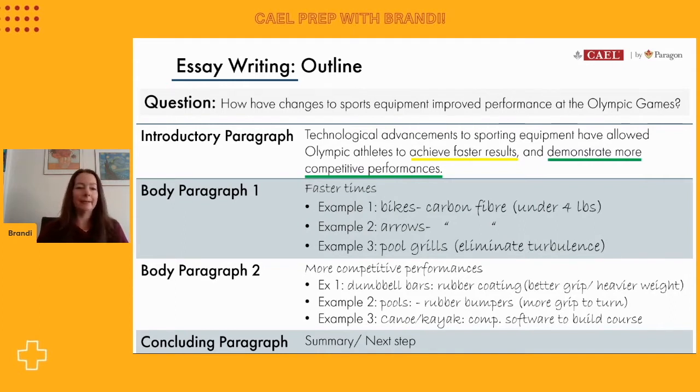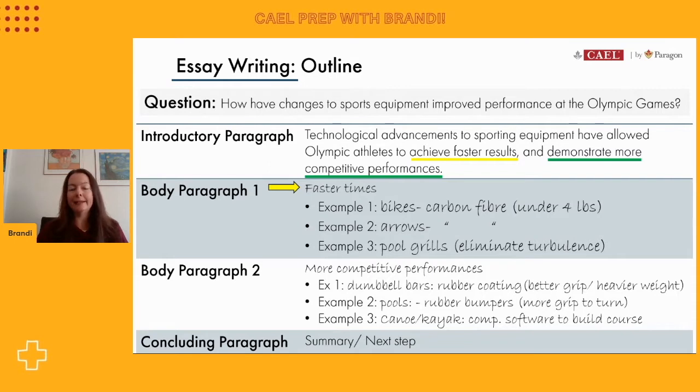And again, in last week's episode, we looked at the structure. So we've got these 2 guiding ideas here in the introduction. In yellow, achieving faster results, that's our first focus. So that's going to be the content of the first body paragraph. All of the 3 examples here that we pulled right from the reading source last time, these all demonstrate how this advanced equipment is allowing athletes to finish faster at the Olympics.